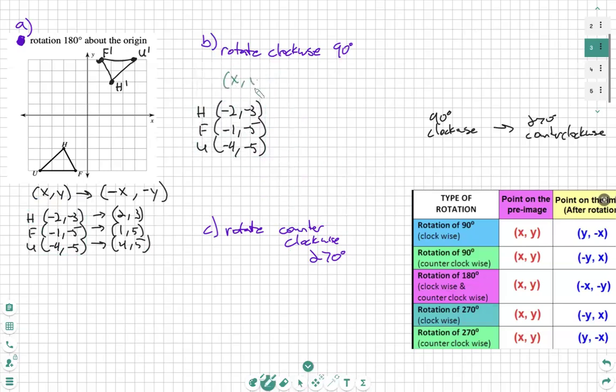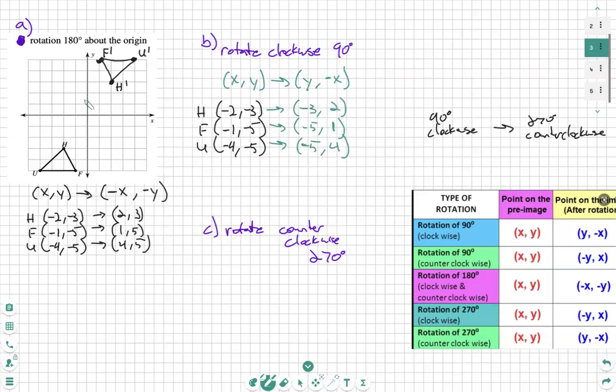Well, I write down (x, y), and my Y will flip with its X and the X is going to change signs. There we go. Beautiful. So Y flips with X and then X changes signs for rotation of 90 degrees clockwise. That's it. Then we're just going to apply that. So first, the Y goes in front, and then the X changes signs. The Y goes in front, the X changes signs. That's it. And then you will graph those new points.